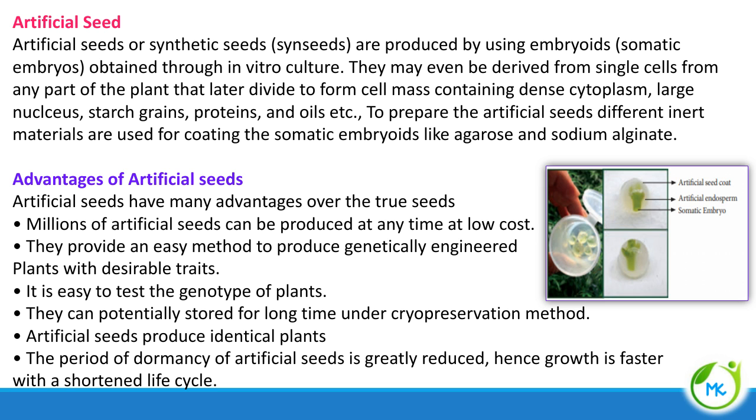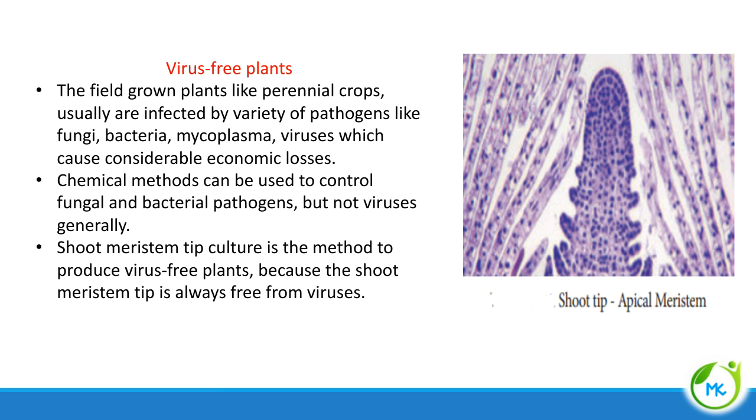And artificial seeds produce identical plants. And the period of dormancy of artificial seeds is greatly reduced. Dormancy means the resting period, during which the germination of the seed will not occur. But here the dormancy can be reduced, so growth is faster with a shortened life cycle.